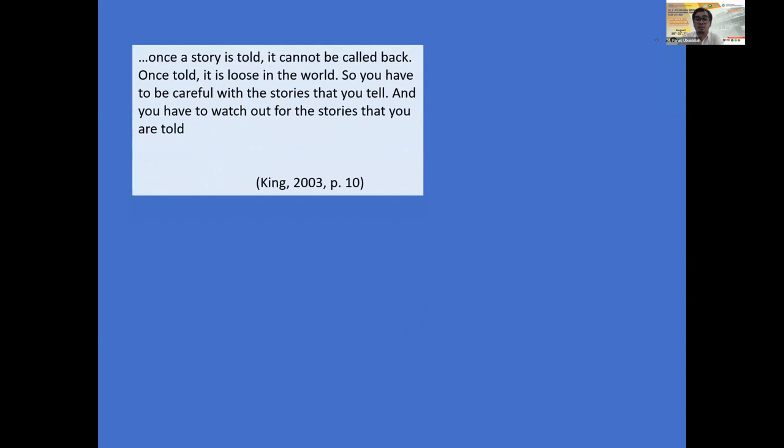I go with this quote by Professor King in 2003. Once a story is told, it cannot be called back. And once told, it is loose in the world. So you have to be careful with the stories that you tell, and you have to watch out for the stories that you upload. Remember that stories are not something usual, but stories have been a very significant thing in our life.